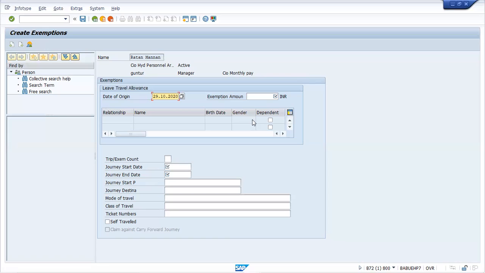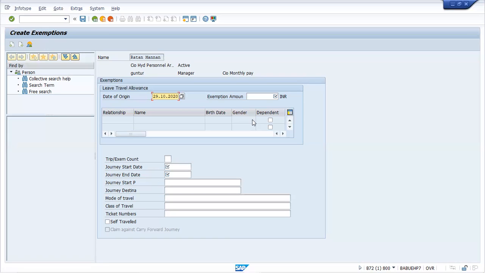In this, what is the trip exemption count? Suppose in a 4-year period, you have taken the first exemption already in 2017, and in 2020 you are taking the second one. That you can maintain in the trip exemption count. Journey start and end is very straightforward: when you started your journey and when you came back, that is your end date.